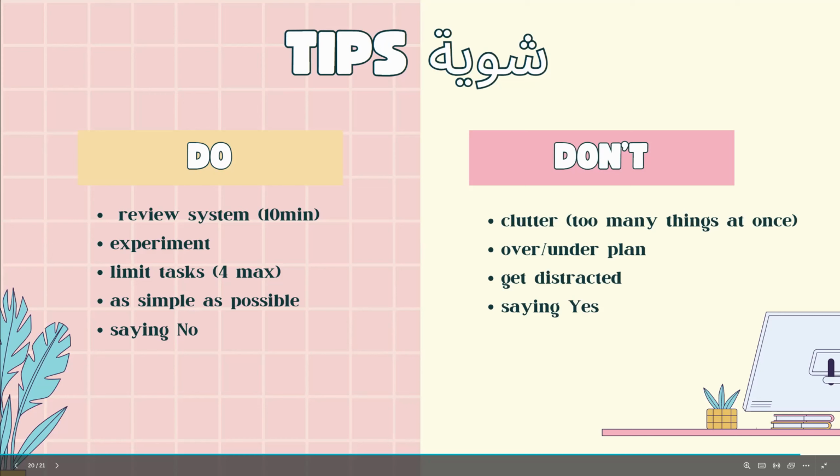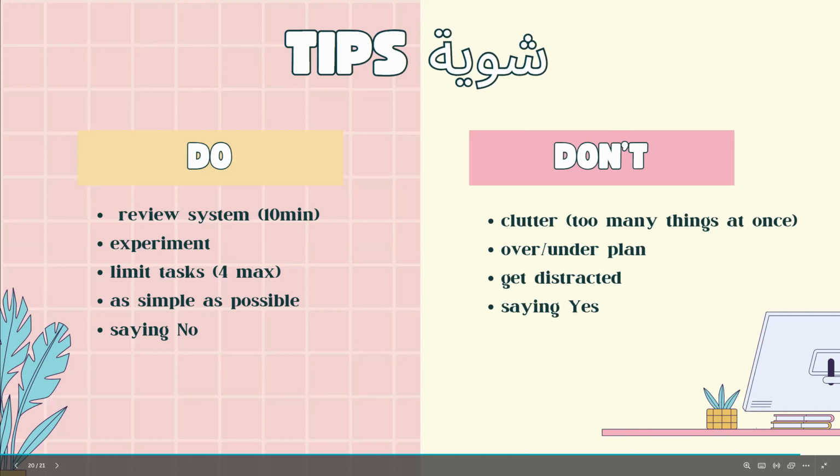Those are the do's. The don'ts: first, don't clutter it. Keeping track of every minute detail in your life could be good, but it also clutters your system. Over planning or under planning. Under planning is having no plan, but over planning to the slightest details can also be distracting.